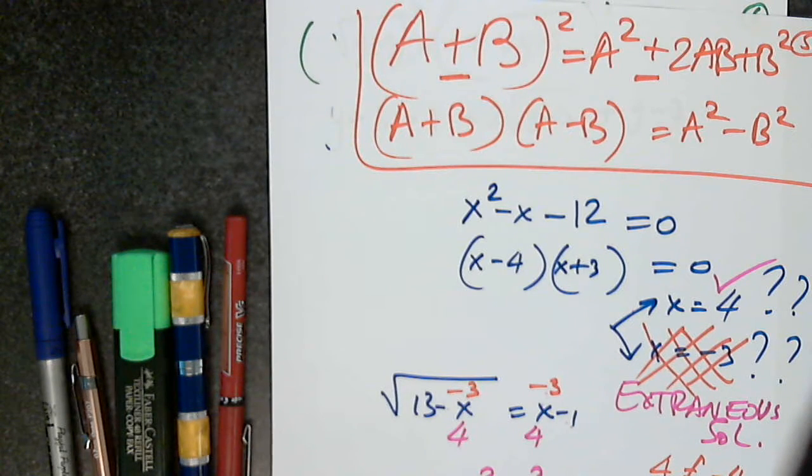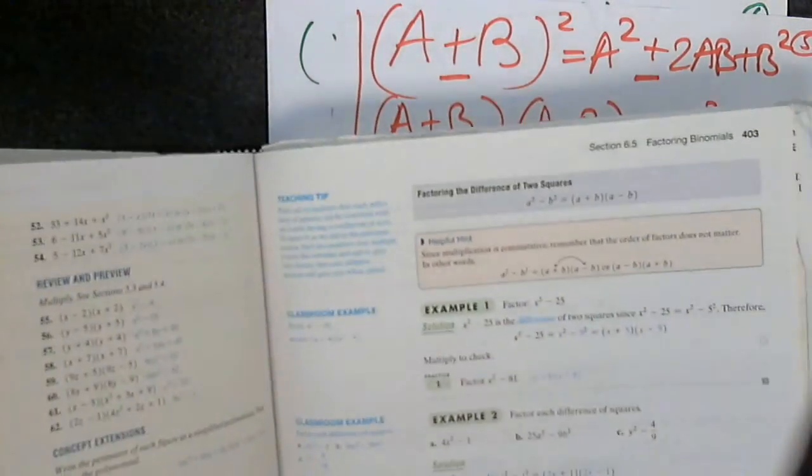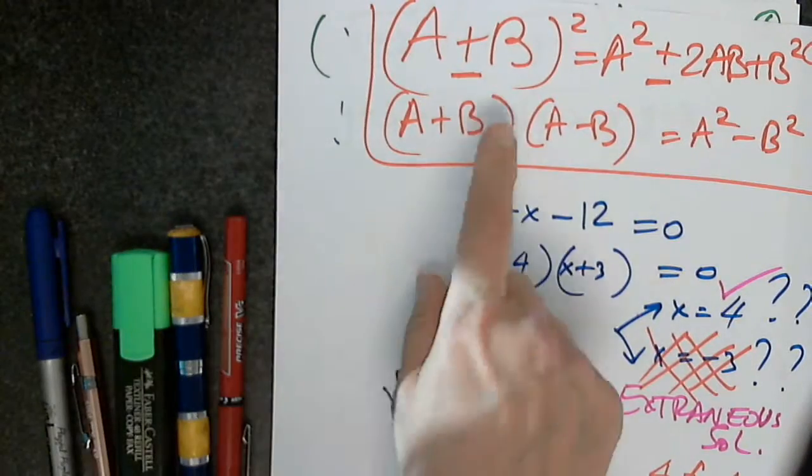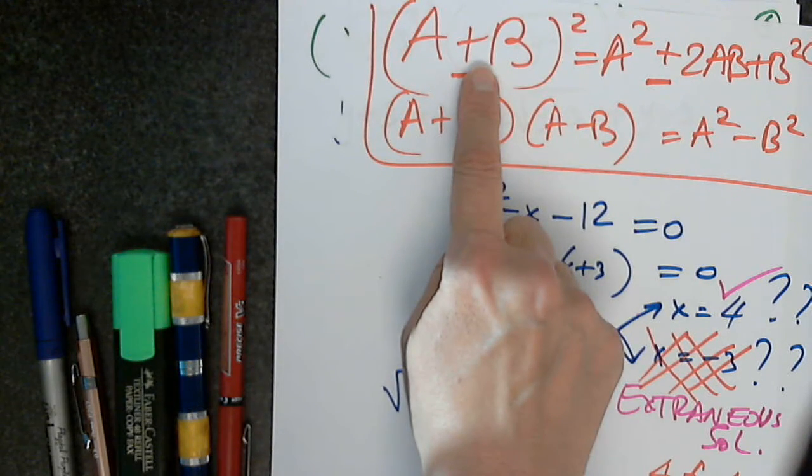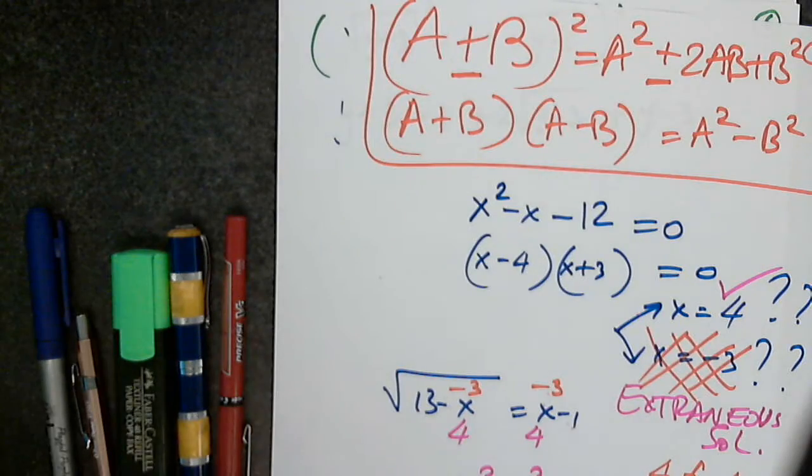You don't believe that it's in here, or you just want to see it in the book? Oh, okay. Here it is. On page 403, a plus b times a minus b is a squared minus b squared. I thought you were asking about this. I was asking about what you showed us before. Before, okay.